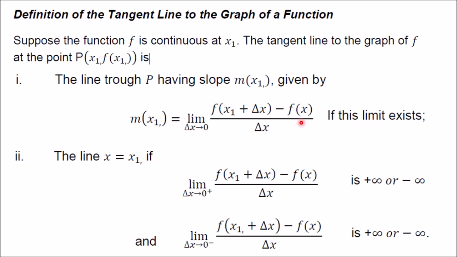Ang tangent line is just the line through the point P na ito yung kanyang slope. And then pangalawa, the tangent line is also the line x equal to x sub 1 if the limit of these two is approaching positive infinity or negative infinity. So the tangent line is the x equals x sub 1.